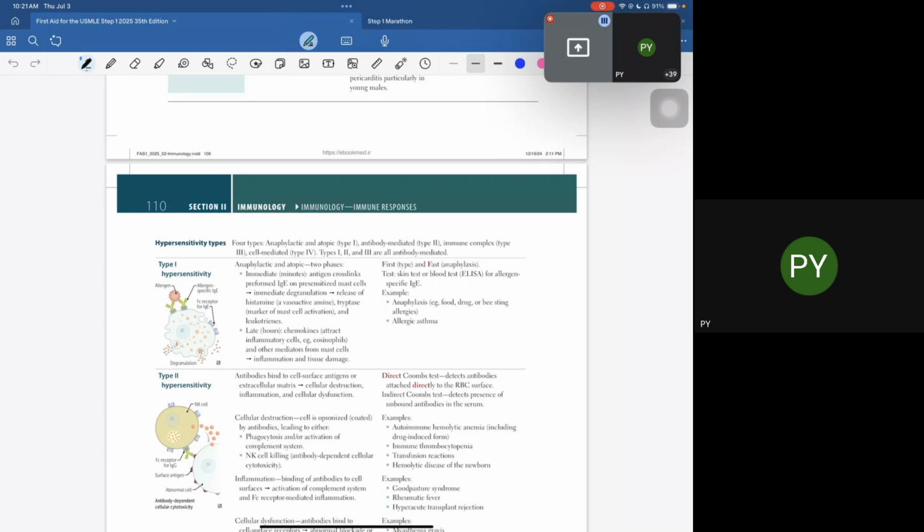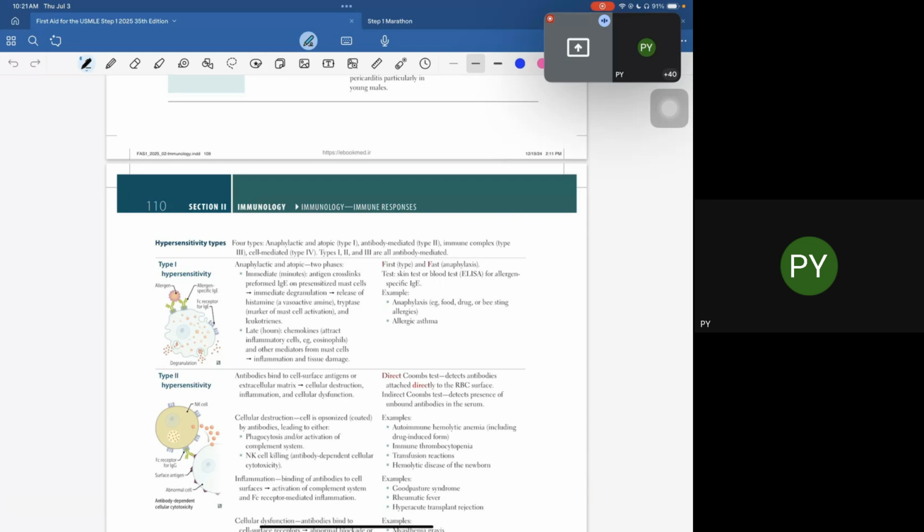Okay, so basically, hypersensitivity reactions are very important, right? They are very high yield, so you are definitely going to get questions in USMLE or in the exam regarding these things. We have four types of hypersensitivity reactions: type 1, type 2, type 3, type 4. So let's start from type 1. Type 1 is the most important and it's the most basic.